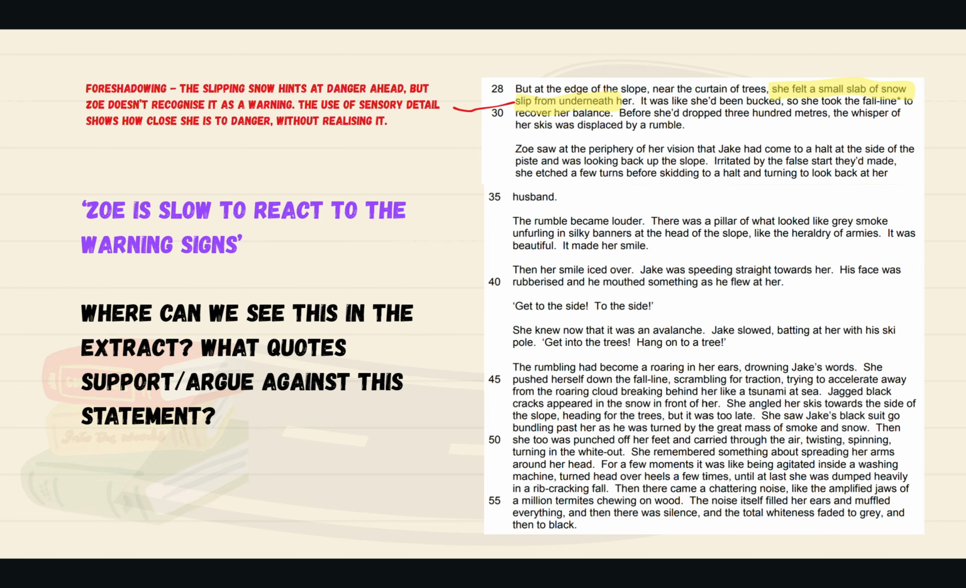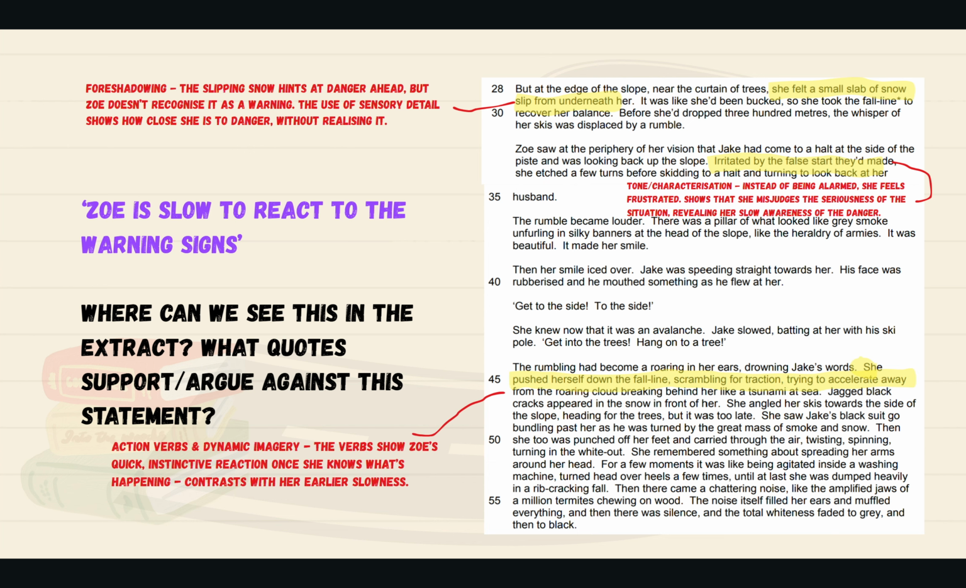The first quote I've highlighted is the fact that she felt a small slab of snow slip from underneath her. I've said this is foreshadowing, as the slipping snow hints at danger ahead, but Zoe doesn't recognise it as a warning, and the use of sensory detail shows how close she is to danger without realising it. The next quote I've highlighted is "irritated by the false start", and this shows tone and characterization, because instead of being alarmed, she feels frustrated, and it shows that she misjudges the seriousness of the situation, revealing her slow awareness of the danger.